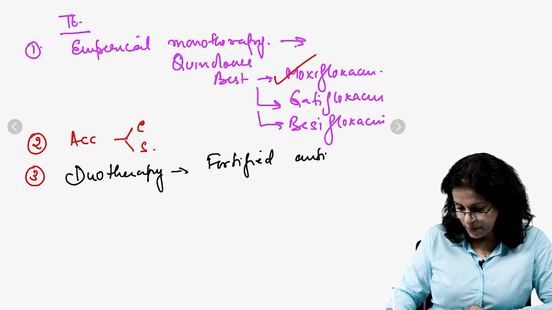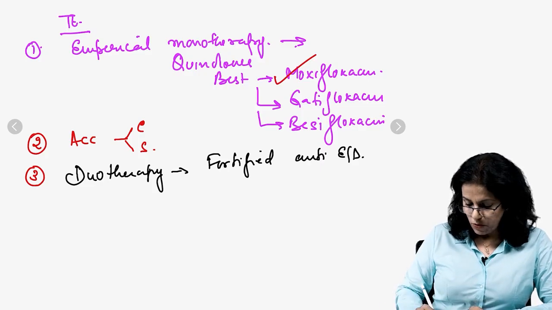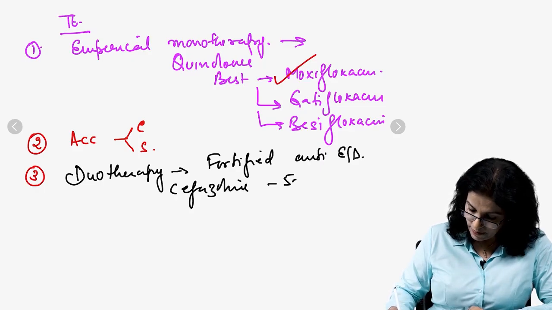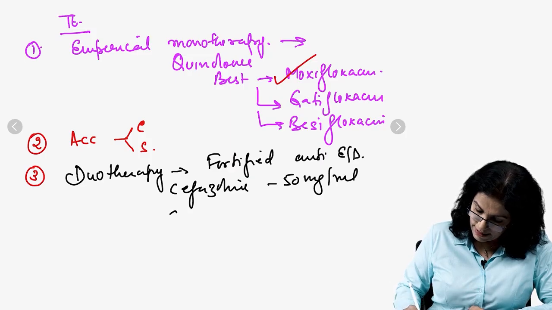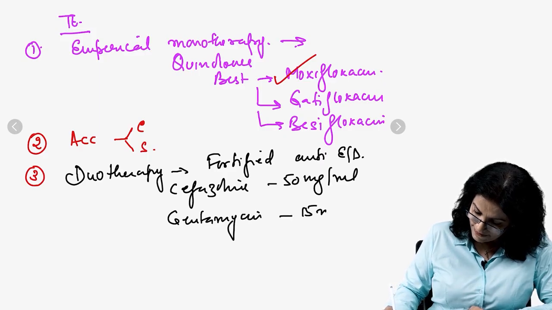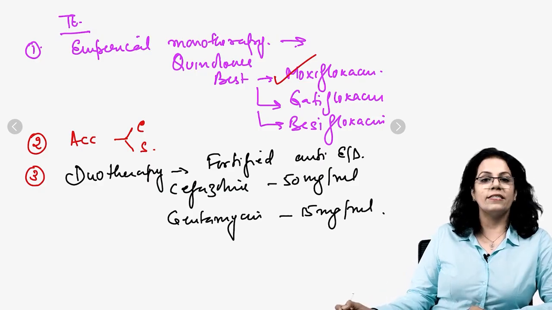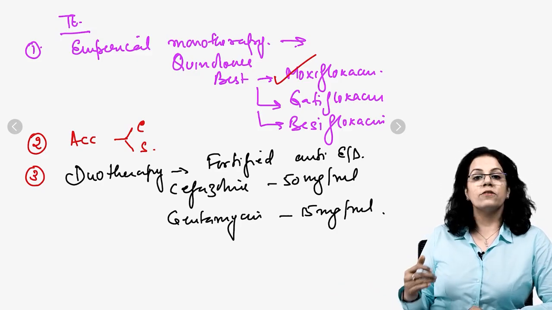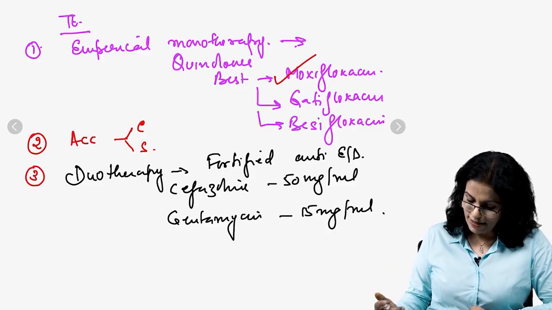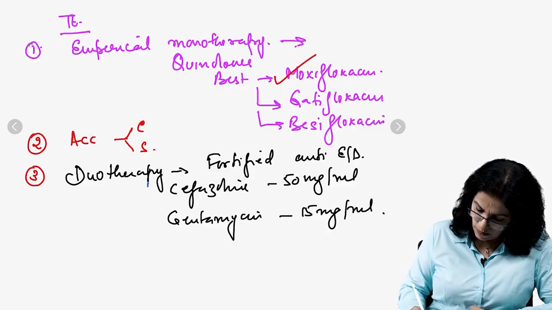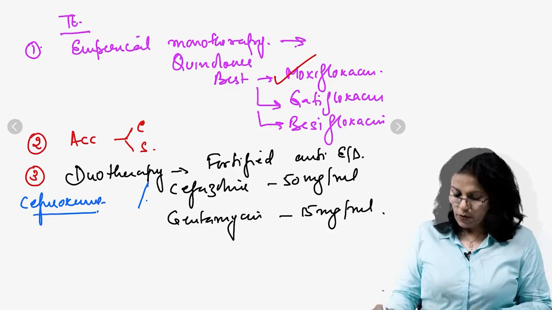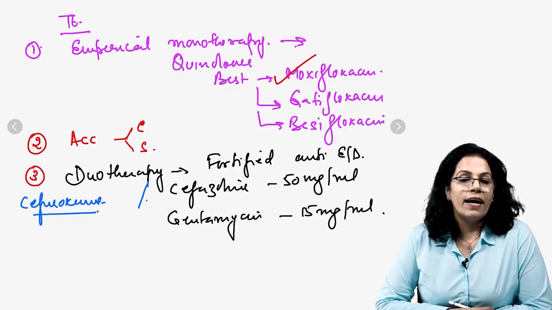Fortified antibiotic eye drops, what are we going to write here? Of course, one combination can be cefazolin, which is concentrated to 50 milligrams per ml, and gentamicin, which is actually concentrated to 15 milligrams per ml. Right? So, either we go for cefazolin or gentamicin, 50 milligrams or 15 milligrams per ml. There can be another combination. I can also use cefuroxime instead of cefazolin. So, cefazolin, or we can put it just like an oblique here, or we can also use cefuroxime. Okay, I have given you the concentration of cefazolin. Okay, that was one thing.